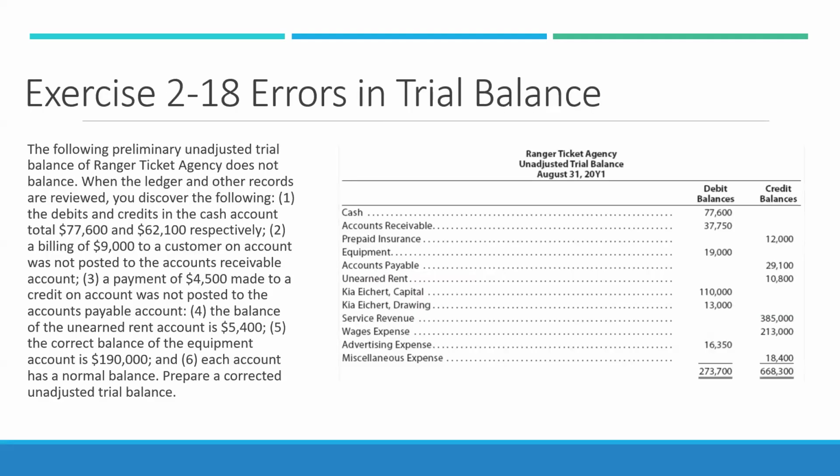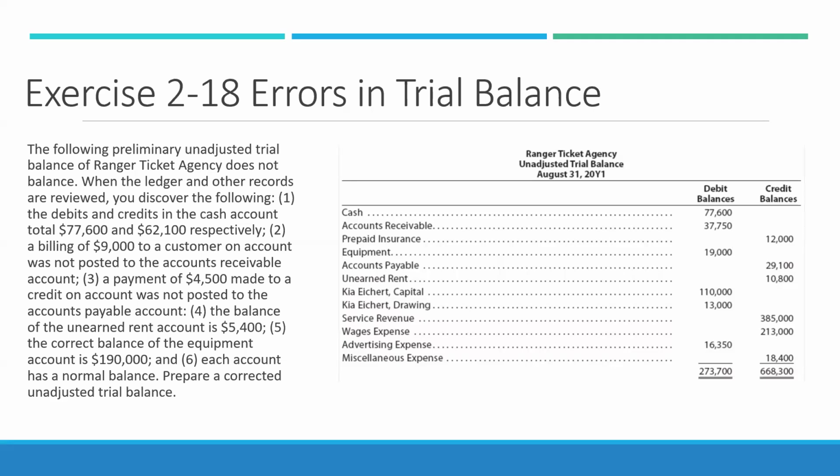Errors in the trial balance. So this trial balance has a number of errors with it. First of all, if you add up all of these debit balances, it does not add up to 273,000, I believe. Also, debits are way less than credits here.